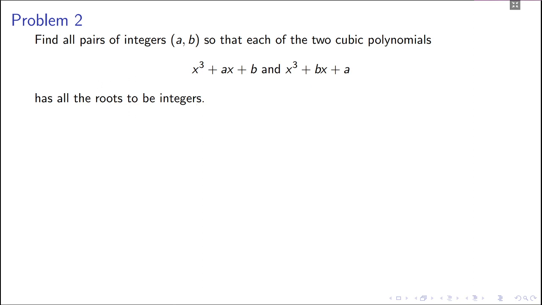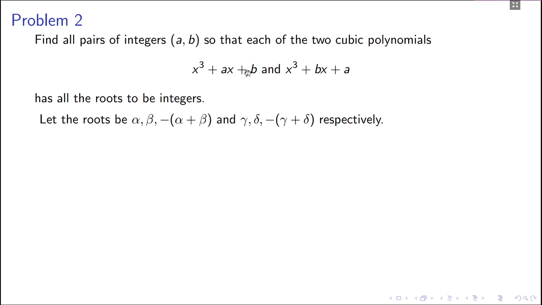So you use the relations of the roots, the Vieta relations, so the sum of roots is going to be 0 on this and 0 on this, because the x squared coefficient is 0. So you take the roots of this as alpha, beta, and minus alpha minus beta. For this, you take gamma, delta, and minus gamma minus delta. Just trying to reduce the number of variables. So after this, you write the other two relations.